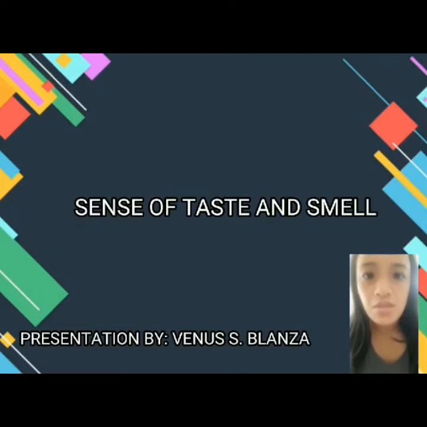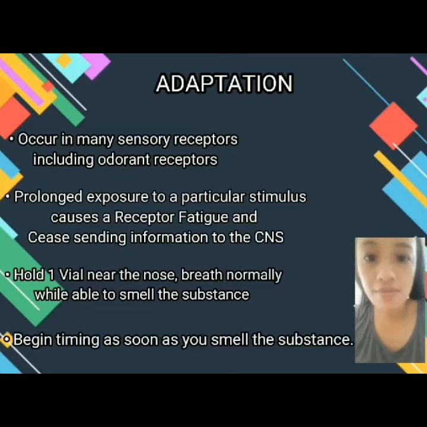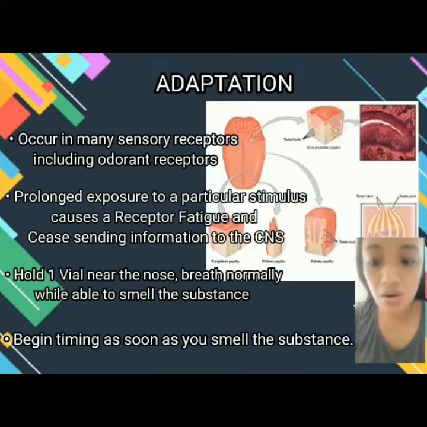What we discuss today is all about the sense of smell and taste, and specifically adaptation. Adaptation occurs in many sensory receptors, including odorant receptors. Prolonged exposure to a particular stimulus causes a receptor's fatigue, and it ceases sending information to the CNS.